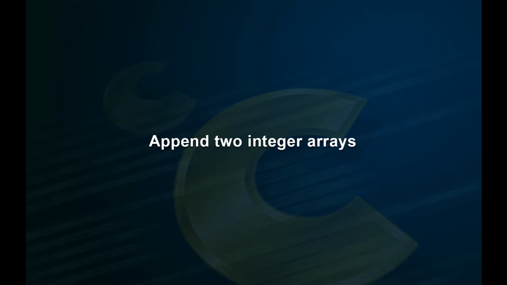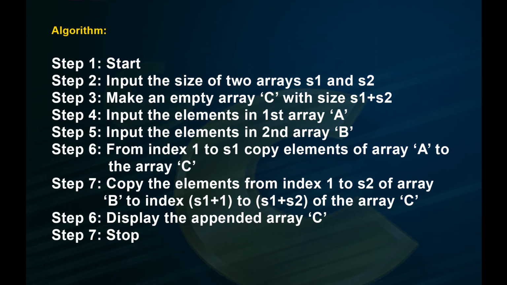The next program to discuss is appending or concatenating two arrays. Appending an array to another gives an array which contains the elements of one array followed by the other array. First, let us go through the algorithm.